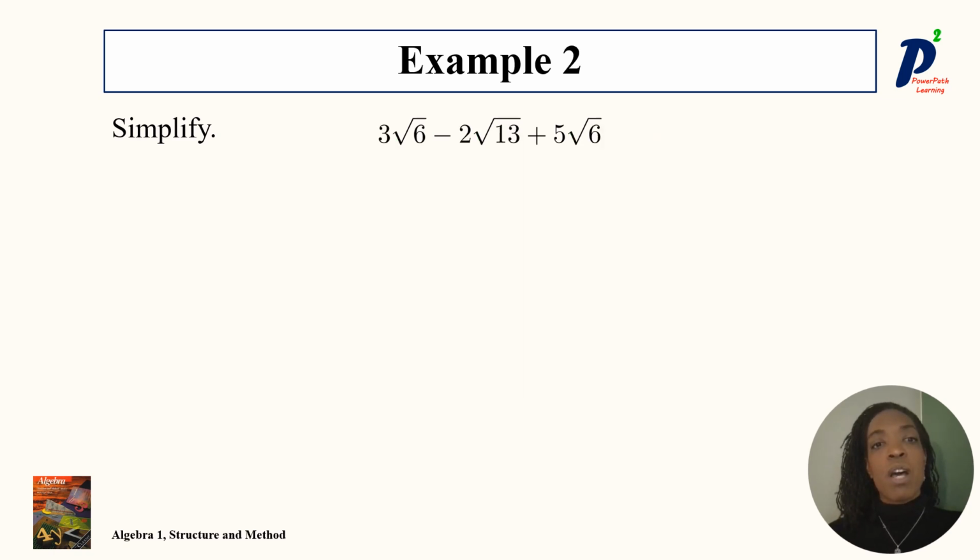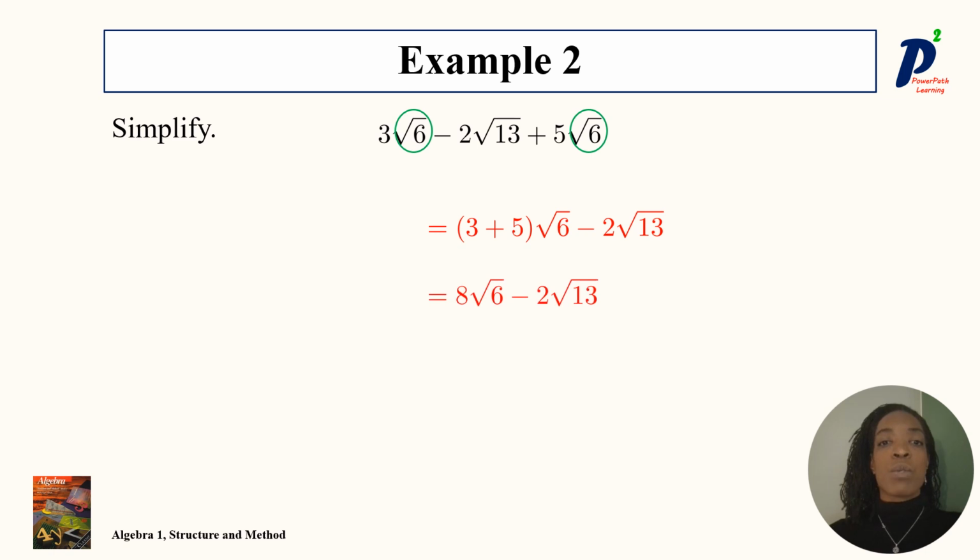For example 2, 3 root 6 minus 2 root 13 plus 5 root 6. Okay, so I can see right now that I have two like terms, 3 root 6 and 5 root 6. I'm going to bring those two together, add those coefficients to get 8 root 6 minus 2 root 13. Now, we actually can't do anything with that middle term, so we just leave it as is.